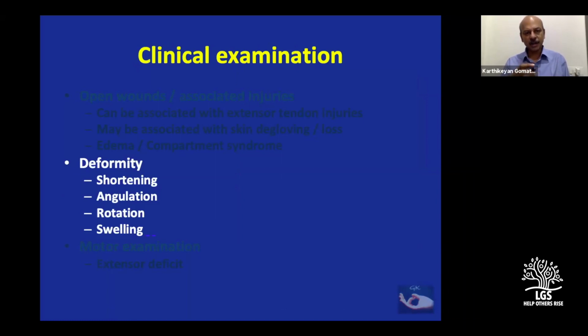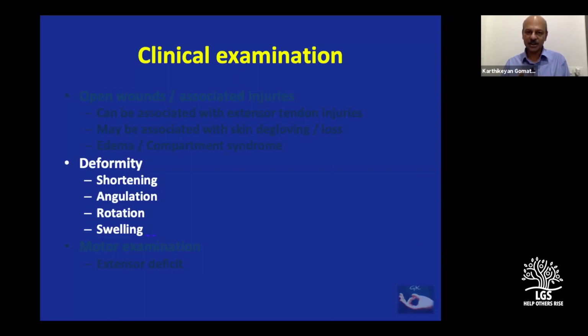When there is a shortening of the metacarpal of about 1 centimeter, even though the function is good, there will be a loss of the knuckle prominence, and that is cosmetically disfiguring for a lot of patients. So that we should keep in mind. Second is angulation, rotation, and swelling. We'll see more about this as we go along.